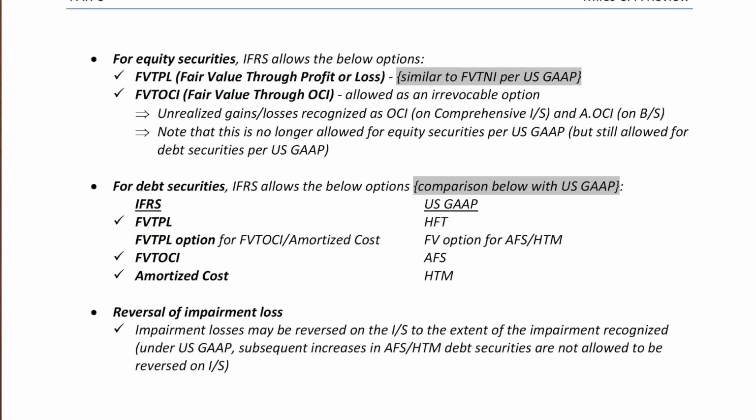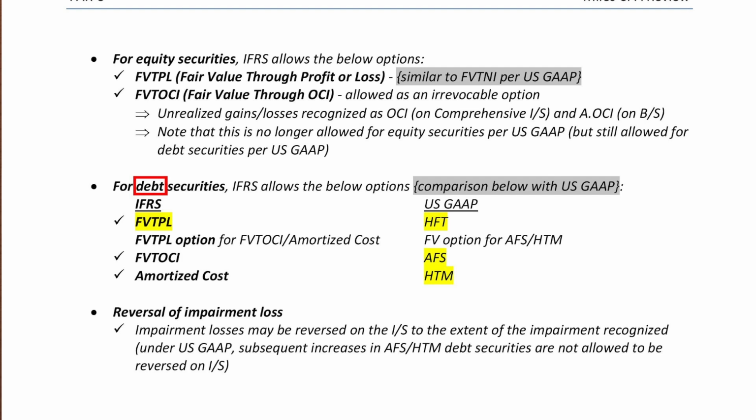On page 14, let's first look at the second sub-bullet. Debt securities. Now, under US GAAP for debt securities, we had HFT, that's held for trading, AFS, available for sale, and HTM, which is held to maturity. Under IFRS, for held for trading securities, we call them fair value through profit or loss, where the security is at fair value on the balance sheet and any gains or losses, whether realized or unrealized, is recorded on the profit and loss account, basically the income statement.